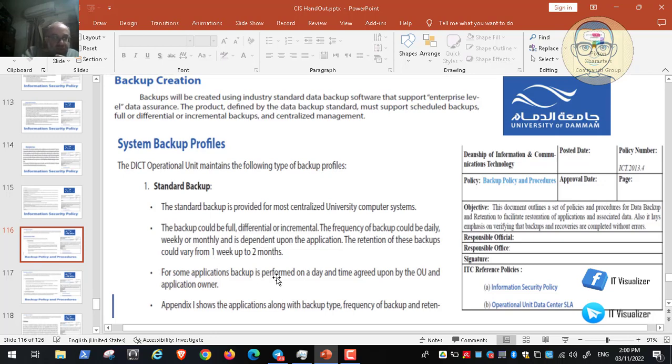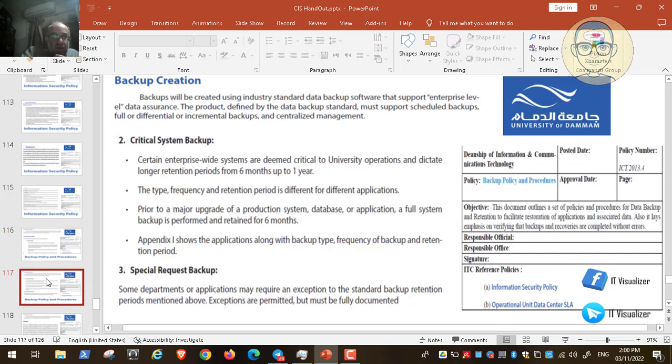For some applications, backup is performed on a day and time agreed upon by the OU and application owner. So he's saying this is maybe on a day and time. The appendix shows the application along with backup type, frequency of backup, and retention, but I didn't find this appendix anyway. But I think the standard backup, maybe it is for normal data or for public and internal data.